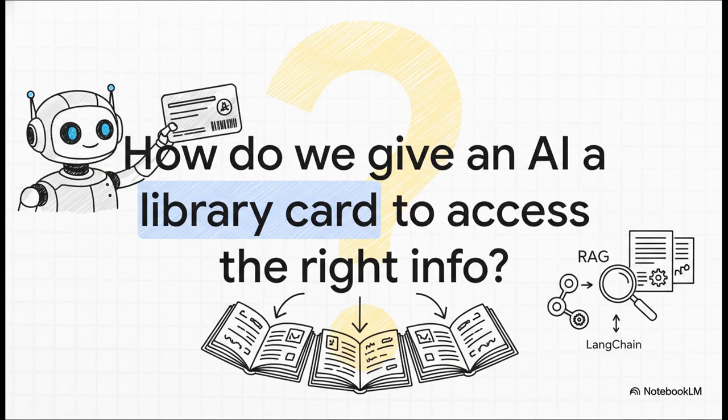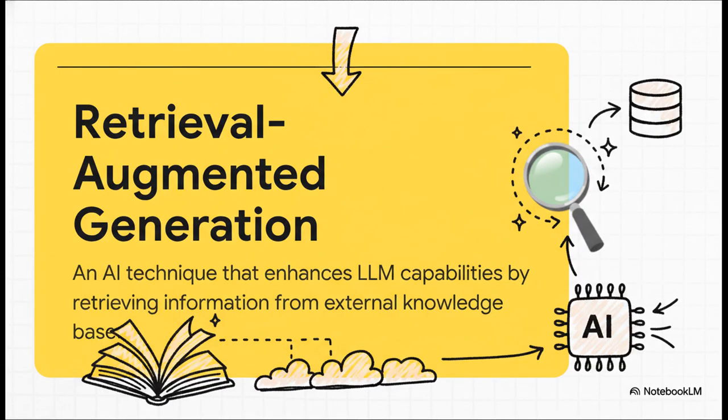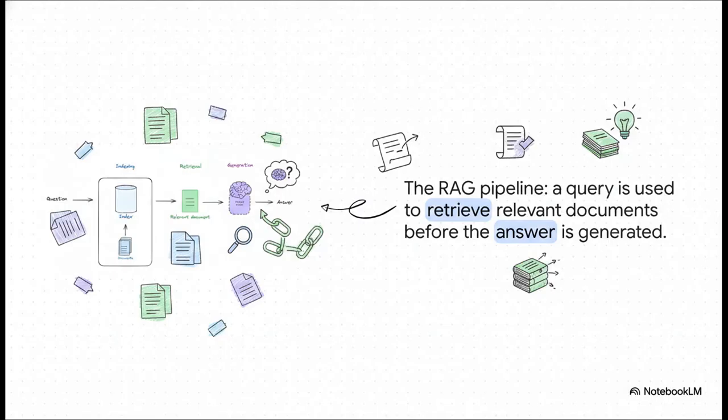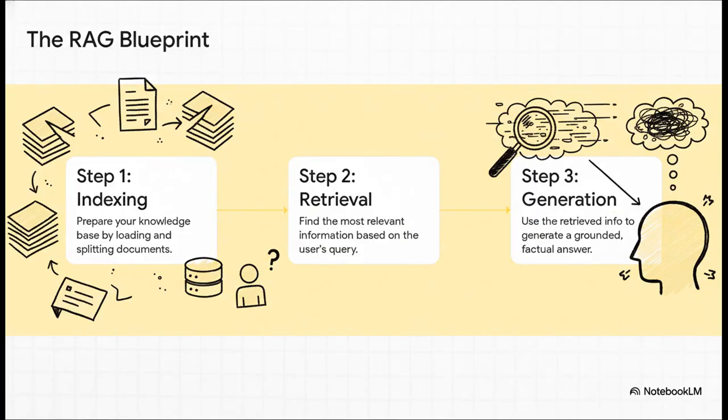How do we basically give our AI a library card to look things up? The answer is a technique called RAG, or Retrieval-Augmented Generation. It lets the AI look things up. Think of it this way. RAG forces the LLM to do its homework before answering your question. The whole process breaks down into 3 simple steps: indexing, retrieval, and generation.